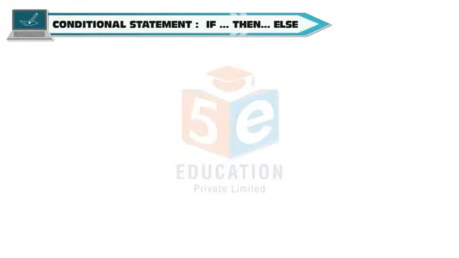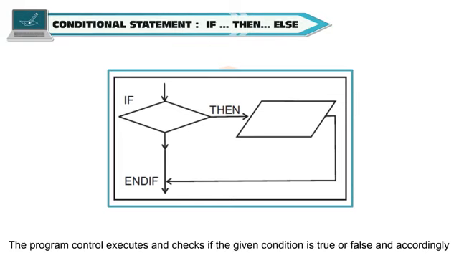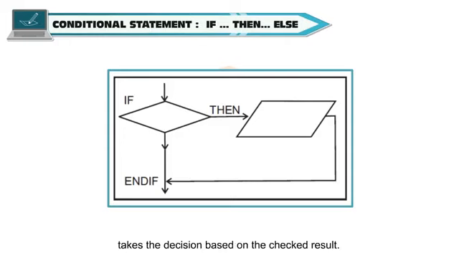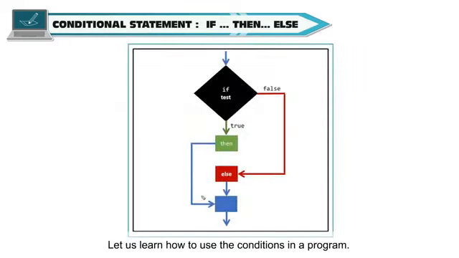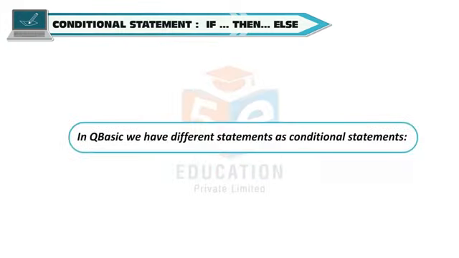Conditional statement: IF, THEN, ELSE. A conditional statement is an important statement of any programming language. The program control checks if the given condition is true or false and accordingly takes the decision based on the checked result. Let us learn how to use conditions in a program. In a flowchart, the decision box is the conditional statement in the program. In QBASIC, we have different statements as conditional statements.